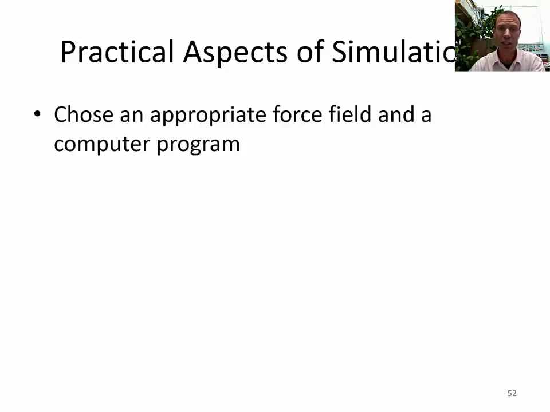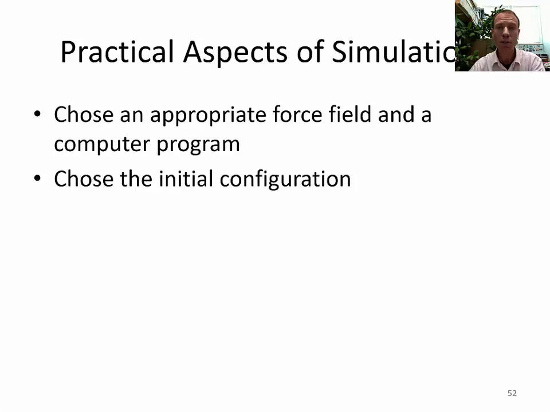So the first thing you need to do when you're doing a simulation is choose an appropriate force field and computer program. If you're wanting to study a protein, then you need to choose a force field and some software that can model proteins. The next thing is you need to choose the initial configuration. This is very important because depending on your initial configuration you might get very different results from your simulations.